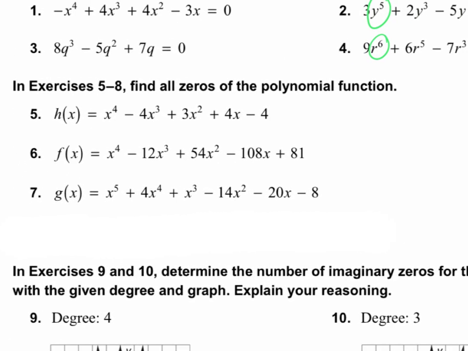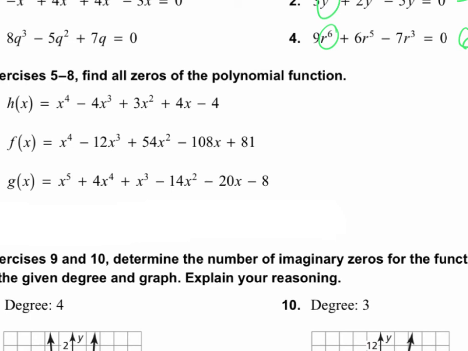So we have to find all the zeros of the polynomial function. What do we do? Synthetic division, so we got to do our P over Q. What are all of our factors of 81? 1, 81. What else? 9 and 9. What else? 3 times what? 27. I think that might be it. Yep. All right, and what are all of our factors of 1? Just plus or minus 1.